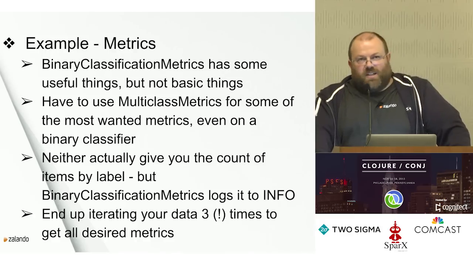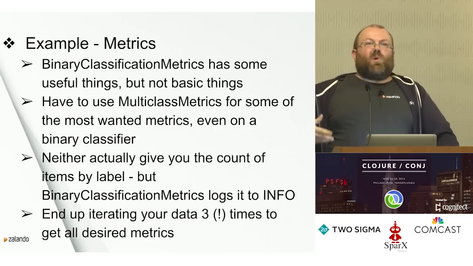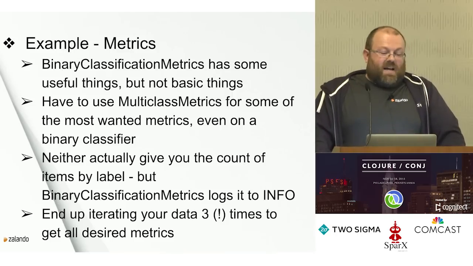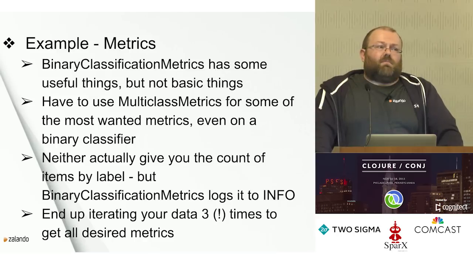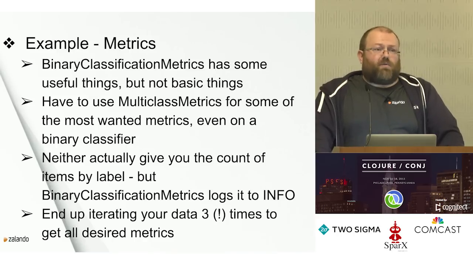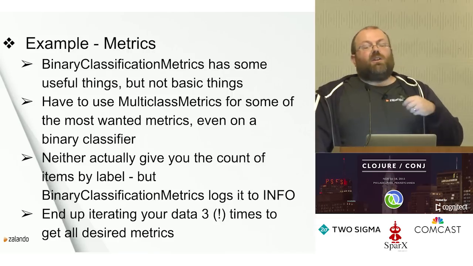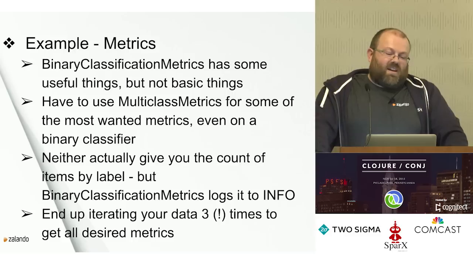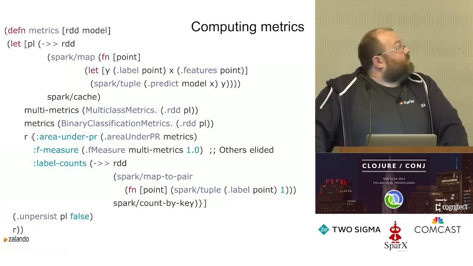Unfortunately, you have to give your RDD to the multi-class metrics to get some of the more common, more useful numbers that you're looking for. And then neither of them actually give you the counts of the items by label. One of them, usefully or otherwise, will log it for you at info level, but it won't give you access to it programmatically. So if you need those counts yourself programmatically, you have to count it yourself again. So you end up iterating your data 3 or 4 times possibly just to get the metrics you want.